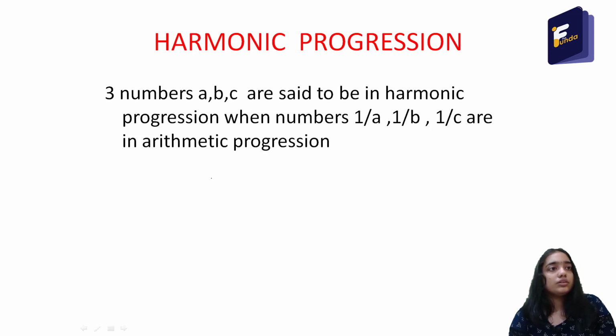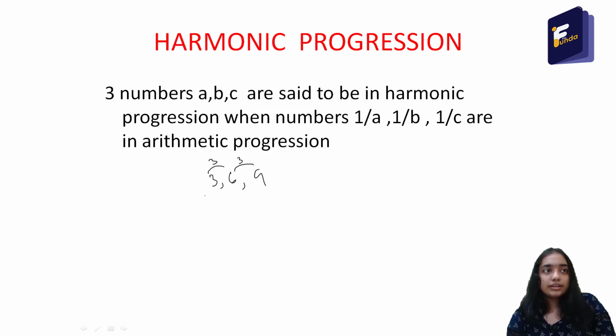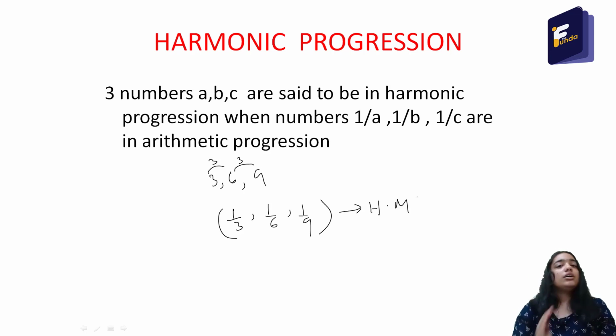3, 6, 9. Okay, this is an arithmetic progression, because here if I add 3, then it will be 6. If I add 3, then it will be 9. So these three numbers are in arithmetic progression. So 1 by 3, 1 by 6, 1 by 9. These three numbers are said to be in harmonic progression. Simple, okay? Just a new term we are using, but nothing else.